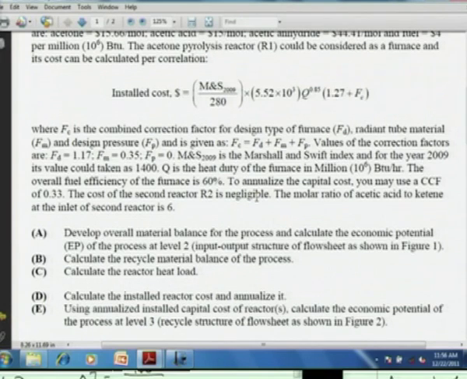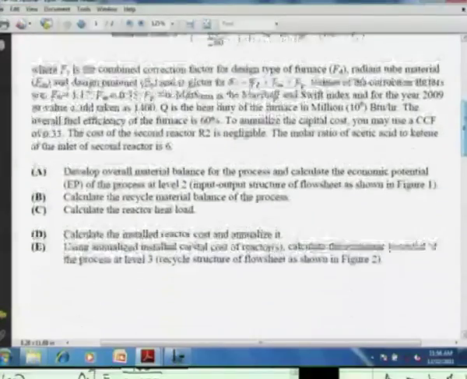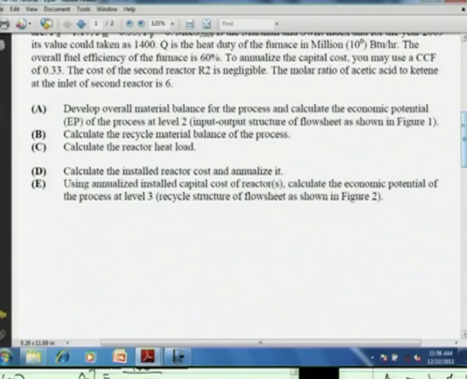The cost of the second reactor is negligible because it is simple addition, okay, so that we do not take into consideration. The molar ratio of acetic acid to ketene at the inlet of second reactor is taken to be 6. We have to answer several questions. First is developing of the overall material balance for the process, as we did in the previous module, and calculate the economic potential of the process at level 2, the input output structure.